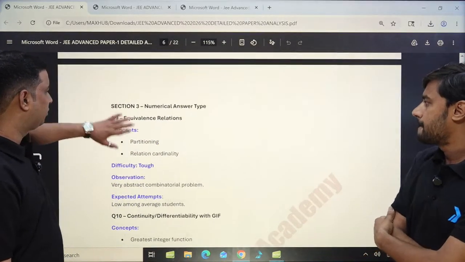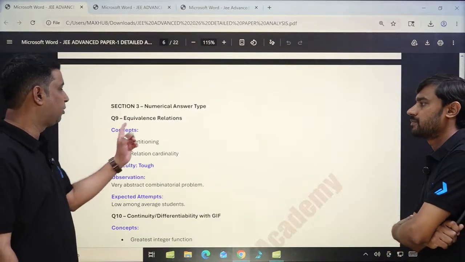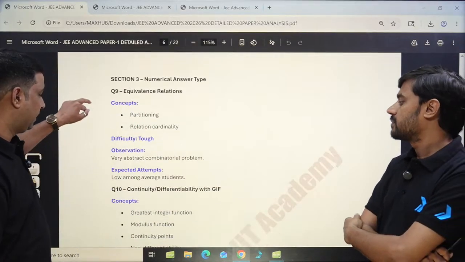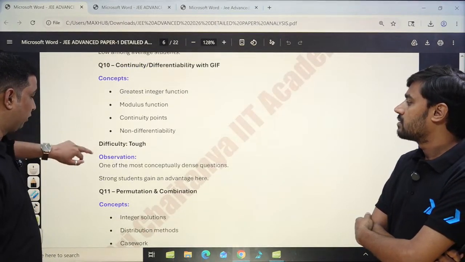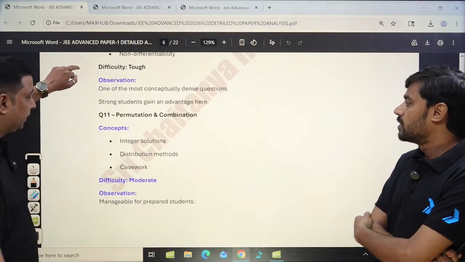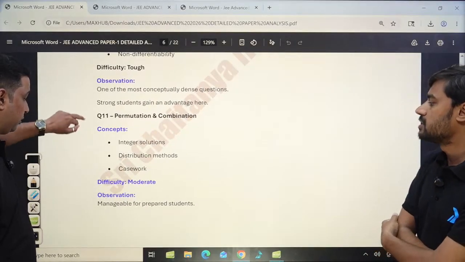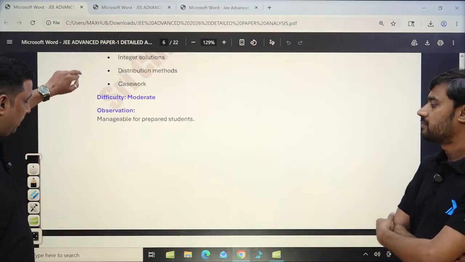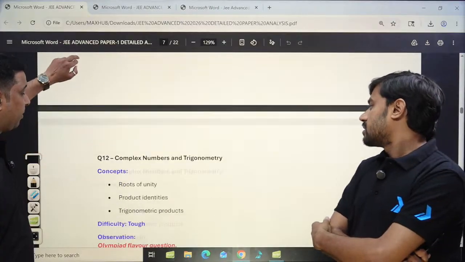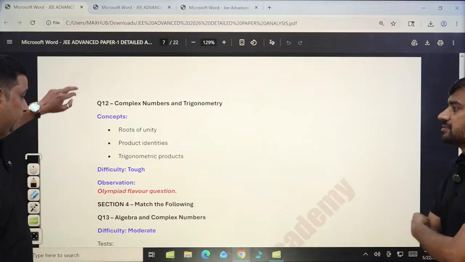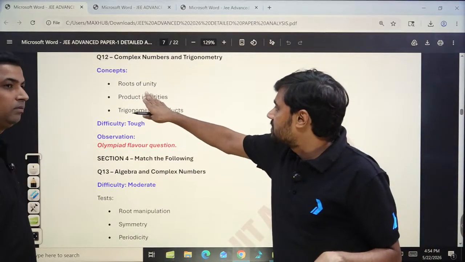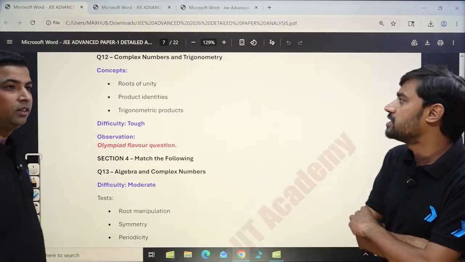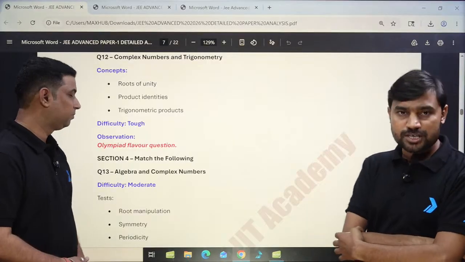Similarly, sir, numerical based questions. Question 9 comes from equivalence relation, and it was again a tough concept. And question number 11 was taken from permutation combination. It was also a moderate question. And if I talk about complex number and trigonometry, it was also tough. Concept-wise, it was from roots of unity, product identities, and trigonometric products.